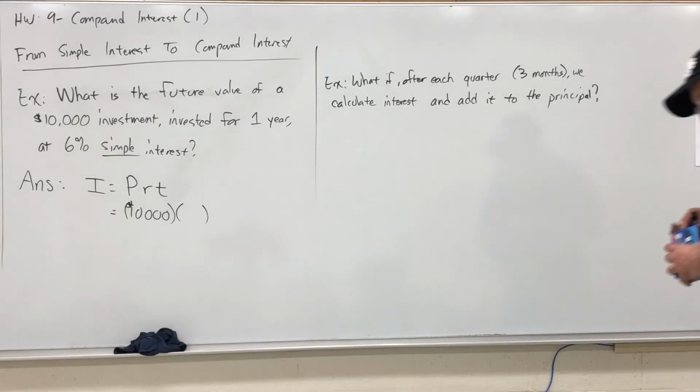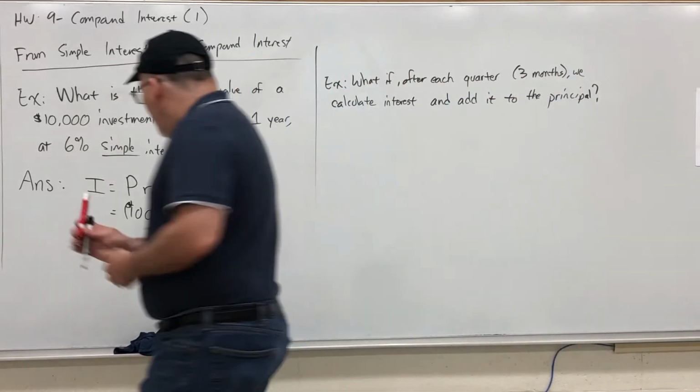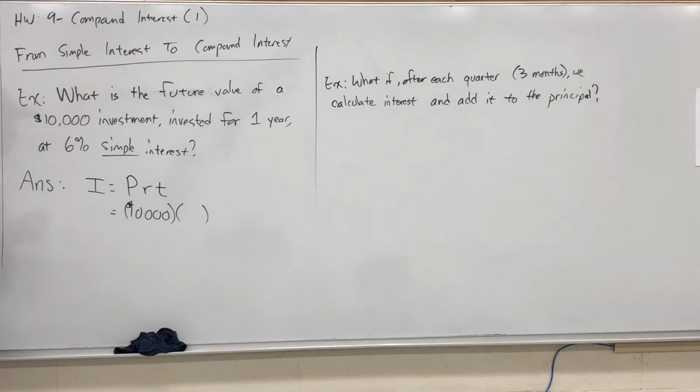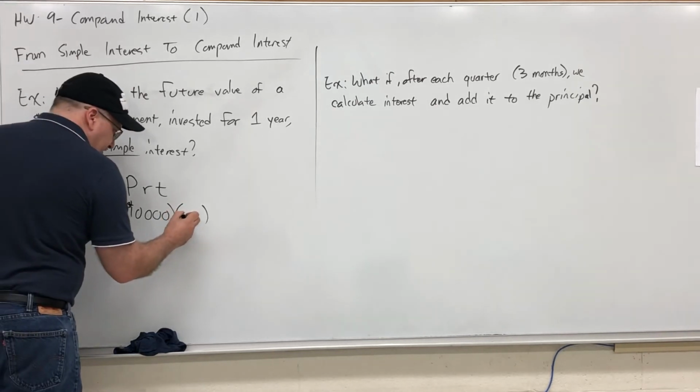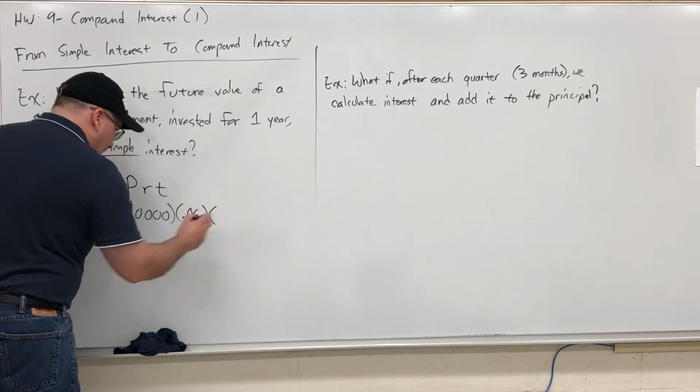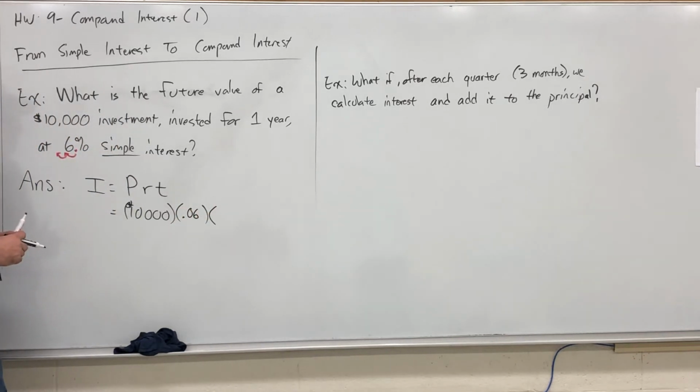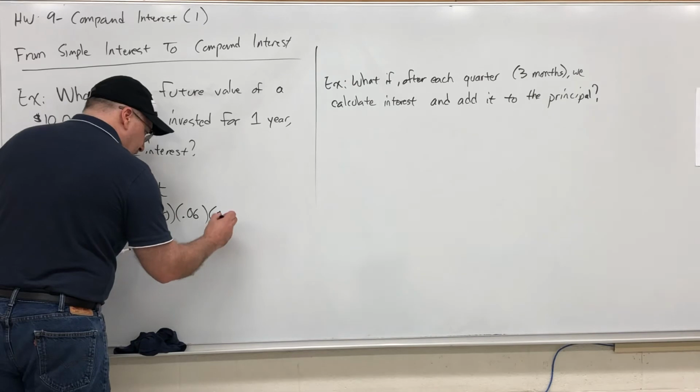So do you remember how to convert 6% to a decimal? Or in general, how to convert any percent to a decimal? Just find the percent's previously existing decimal place and move it 2 places to the left. So as a decimal, our interest rate is 0.06. And t, of course, is time in years, so 1 year.